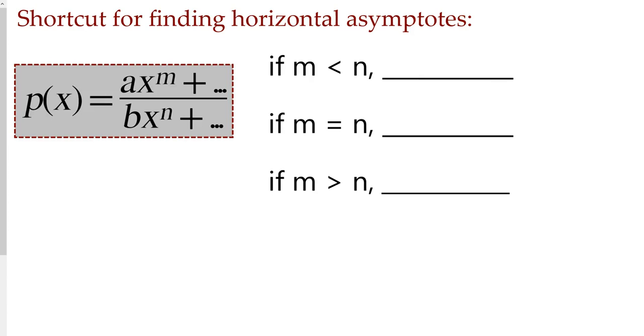What we can do is summarize this, and this is going to be our shortcut for finding horizontal asymptotes. So here we have a rational function, p of x, and the degree of the numerator is m, that's the degree of the leading term, and the degree of the denominator is n, and the leading coefficients are a and b. So if m is less than n, then the degree of the bottom is greater, or the degree of the top is less, I could say. So this is bottom heavy.